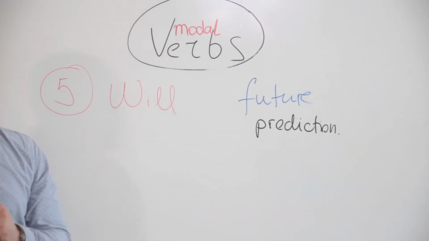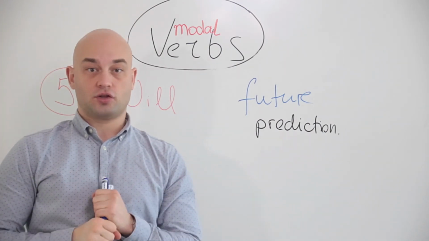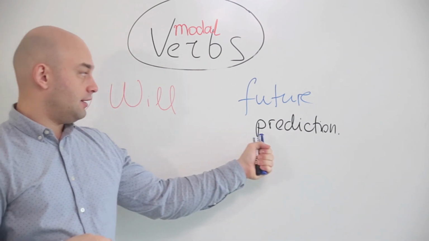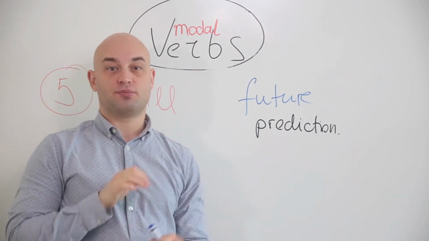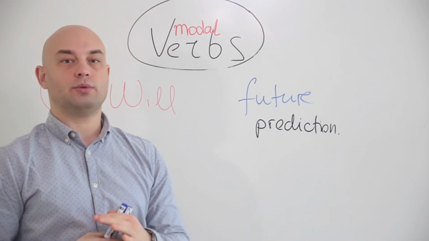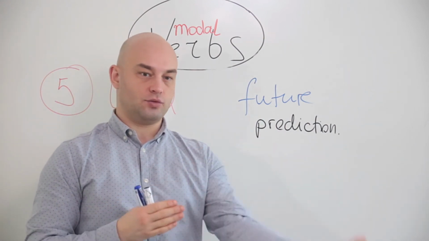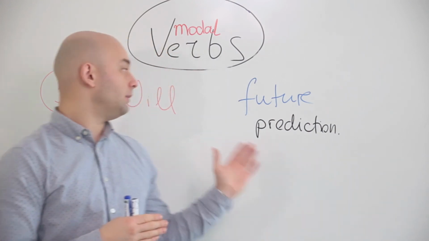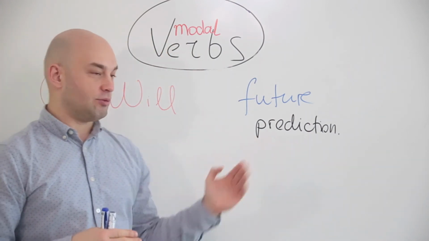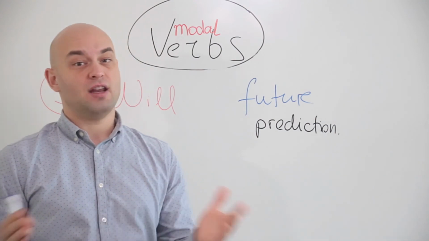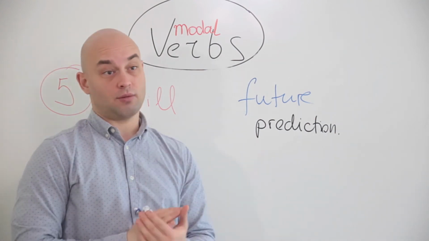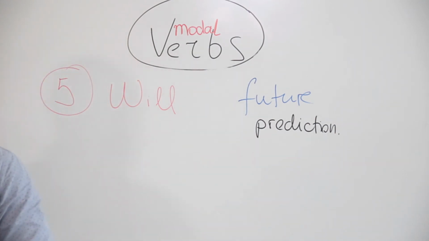Okay? Number 5 is will. Will is the modal verb we use for future verb tenses, and it basically means future prediction. Okay, so when we're talking about future, you can be speaking as a future prediction or as a future plan. Well, we use will as a future prediction. It doesn't have many more uses than that. Okay, so that one was easy. Just will as a future.